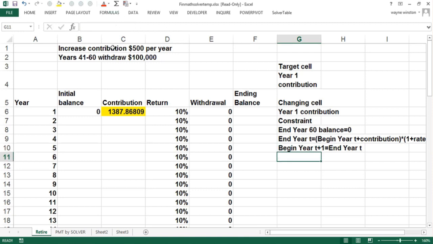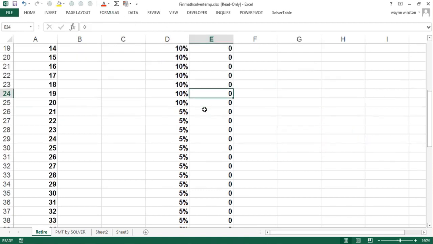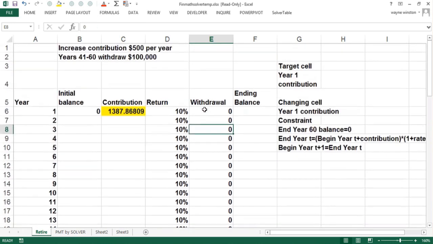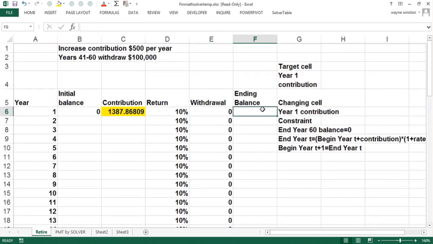Okay, so let's give this a shot here. So that's what I put in. Okay, I'm withdrawing nothing the first 40 years. I've got the last 20 years. So what I would end year one with would be the initial balance, which I assume is 0, plus that contribution times 1 plus the rate. There's no withdrawal.